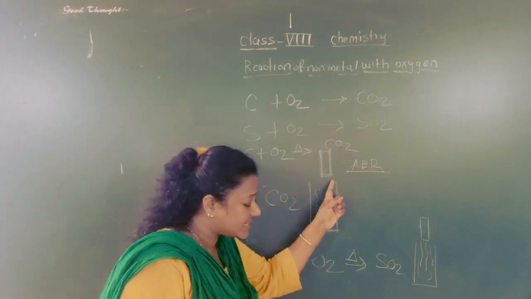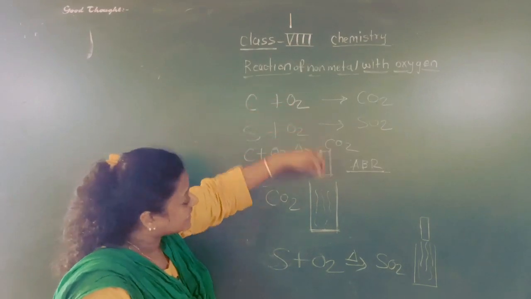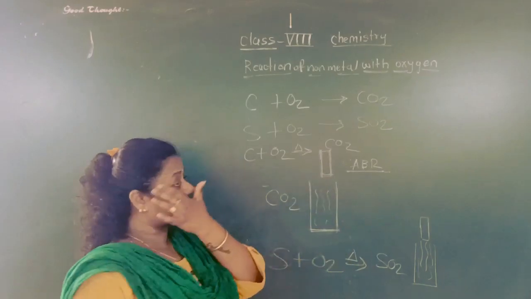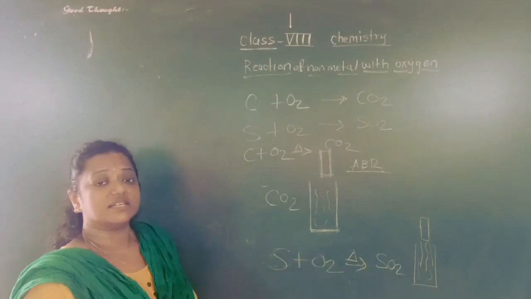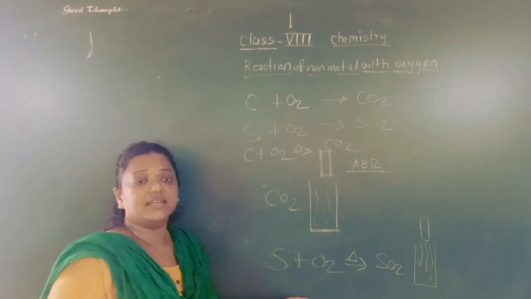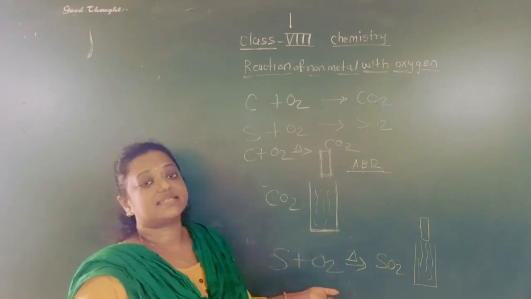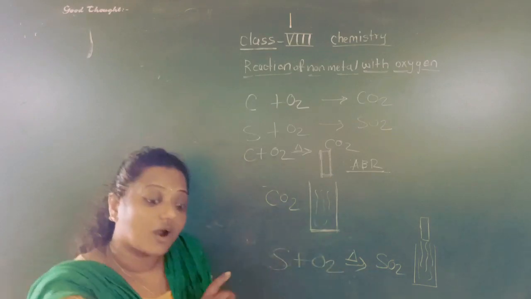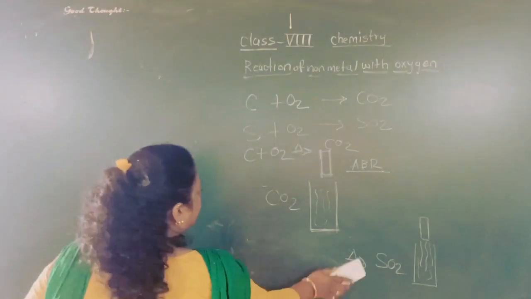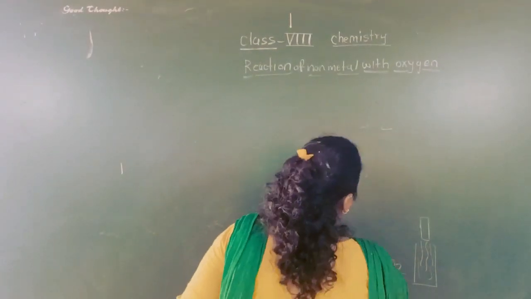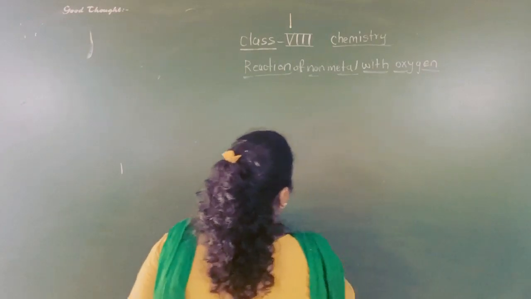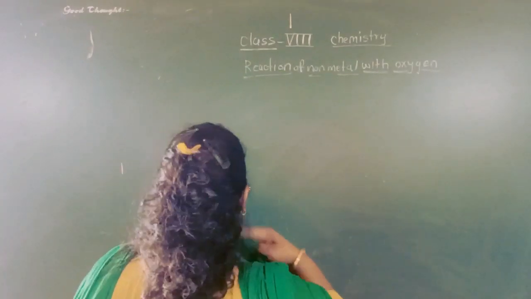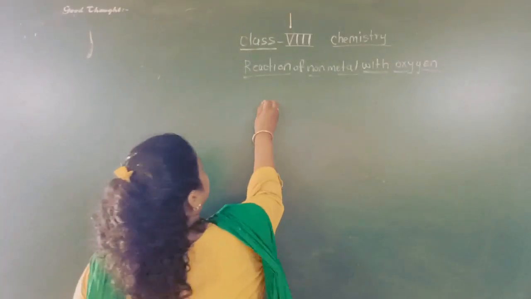Understood? So if you keep a moist litmus paper at the mouth of the test tube, we will be able to see that blue litmus paper turns red, and it shows that non-metallic oxides are always acidic in nature. Okay. Now what happens when non-metallic oxide reacts with water? When non-metallic oxides react with water, they form their hydroxides, that is, acids.